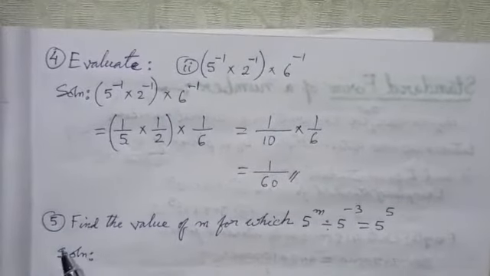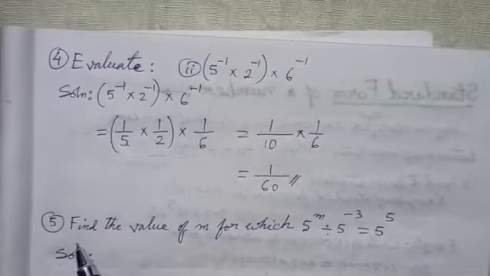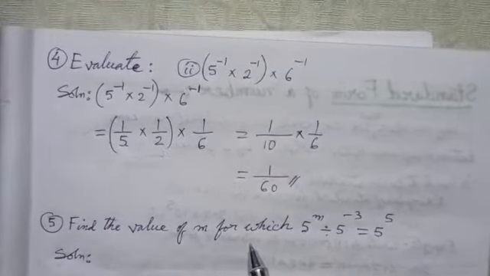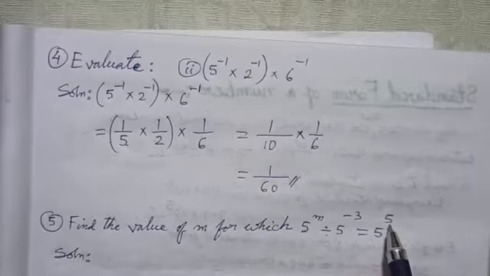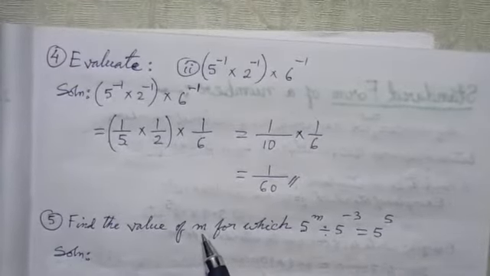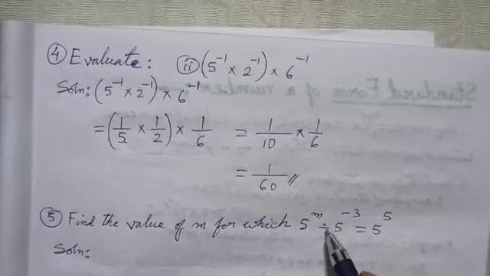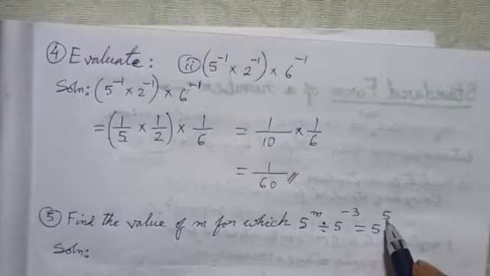Next, let's try this question number 5. Let's study the question. Find the value of m for which 5 to the power m divided by 5 to the power minus 3 is equal to 5 to the power 5. In this question, it says to find out the value of m, and it is given that 5 to the power m divided by 5 to the power minus 3 is equal to 5 to the power 5. Okay, now let's try. Now solution.